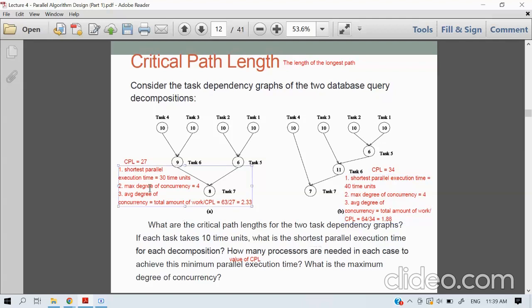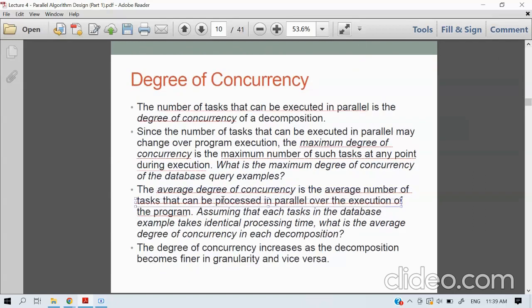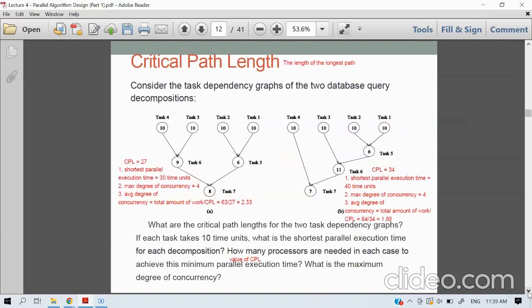Okay, so we move on to the next one. Average degree of concurrency. So how to find the average degree of concurrency? In the slide it has already been explained. Okay, alright. Number of tasks that can be processed in parallel over the execution of the program, the whole. So to find the average degree of concurrency, you need to total up all these nodes first. So 10, 10, 10, 10, 9, 6 and 8, you will get 63.